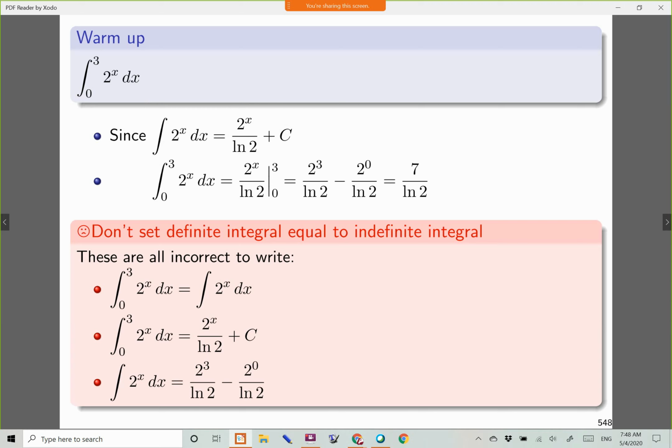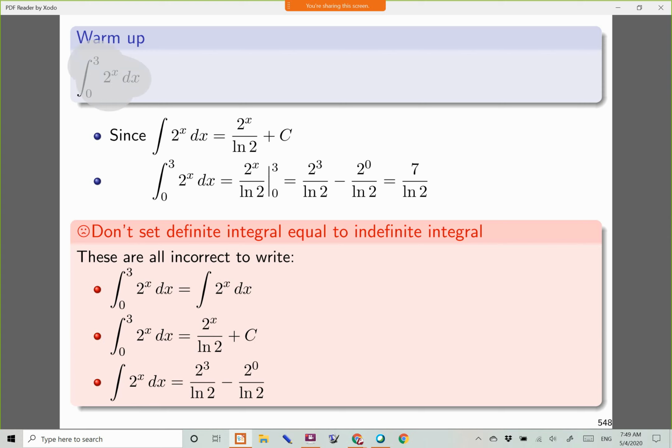I say this because a very common error people make is to set equal the definite integral and the indefinite integral. So here are 3 examples of these. They look a little different, sure, but they're all examples of setting the definite integral equal to the indefinite integral. So first, here's the original question. None of these 3 here would be correct to write. So here's taking the definite integral and literally setting it equal to the indefinite integral.